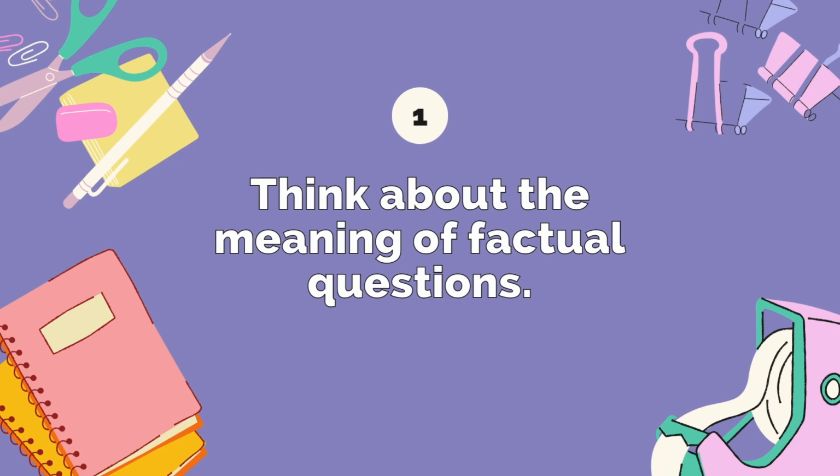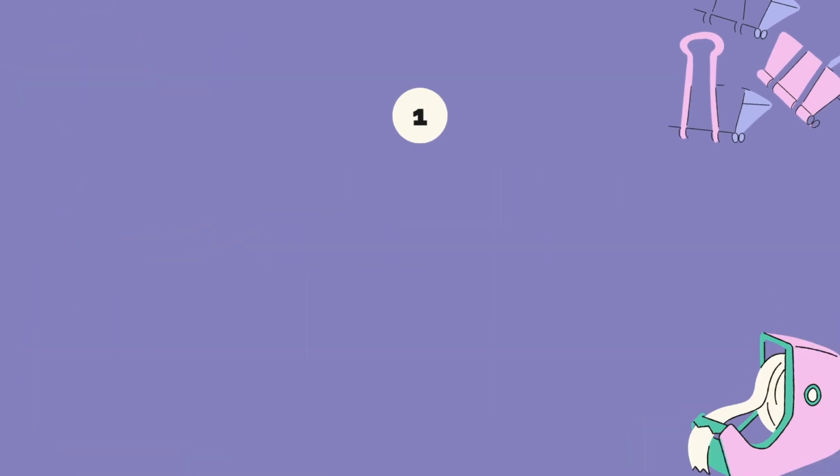Think about the meaning of factual questions. To do this, you have to listen carefully for the 5 W's we use to ask questions: who, what, when, where, why, and the H question, how. Then listen for the answer choice that matches who, what, where, when, why, or how. Be careful, however, as 2 answers are designed to distract you from the correct choice.